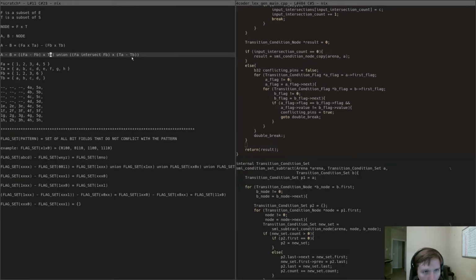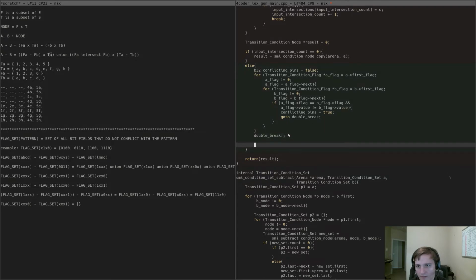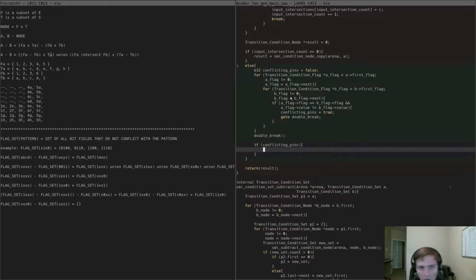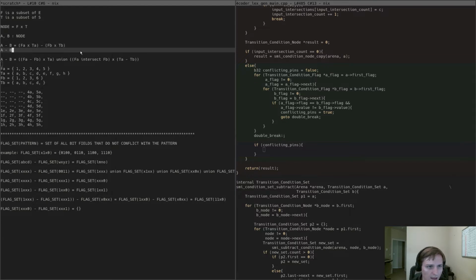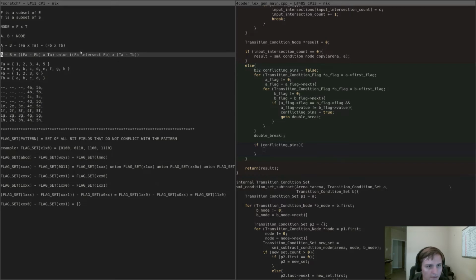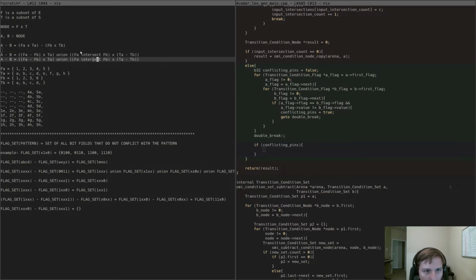So the next question is, suppose we get here and we have conflicting pins. Well, we could rewrite this a different way, right? Because this is the same thing as FA x TA. Well, let me put it this way. This is the same thing as, it's still FA that, but this here could be the part where we put the intersect instead.